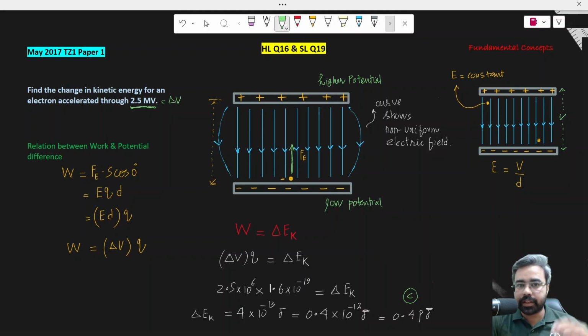Now this doesn't mean that it will gain kinetic energy or that it will lose kinetic energy. It totally depends on the direction of that electron. If it is accelerating towards the higher potential, then it will be a gain of kinetic energy. Otherwise, it will be a loss of kinetic energy.